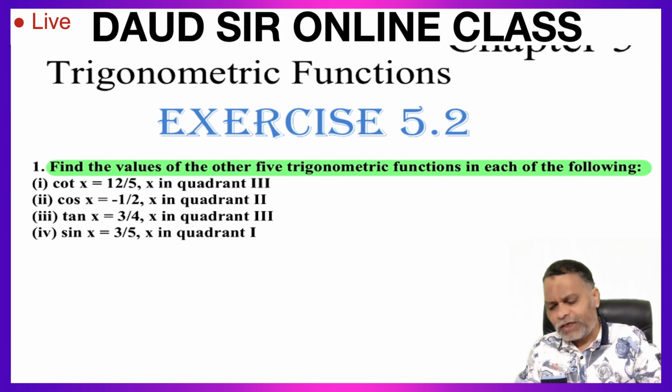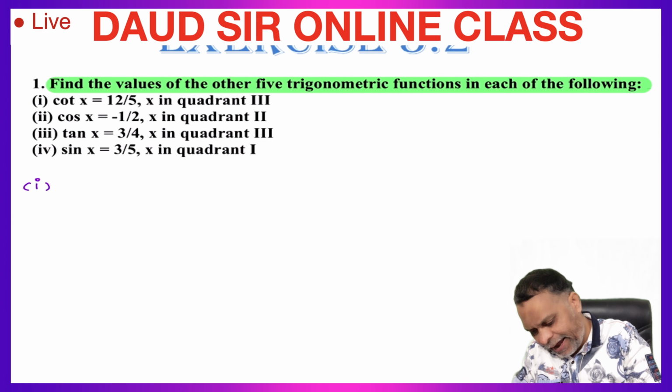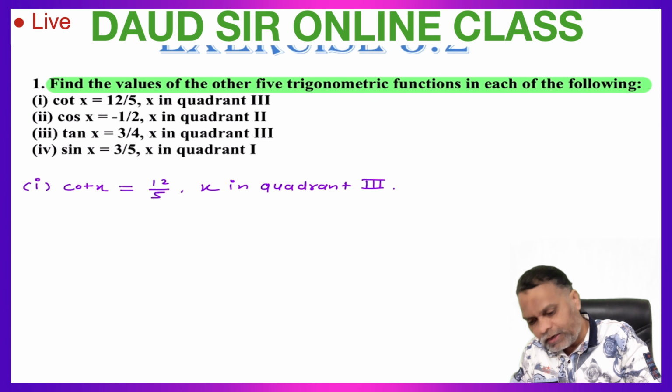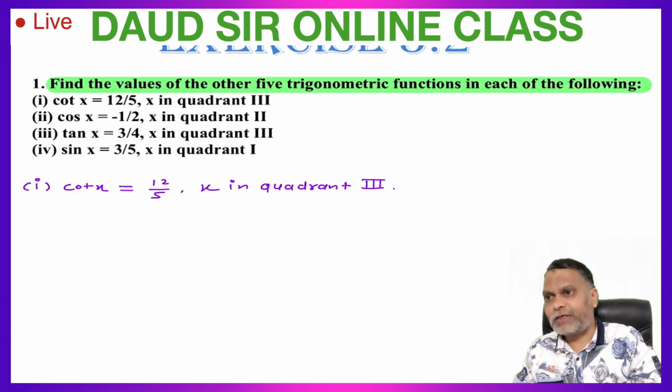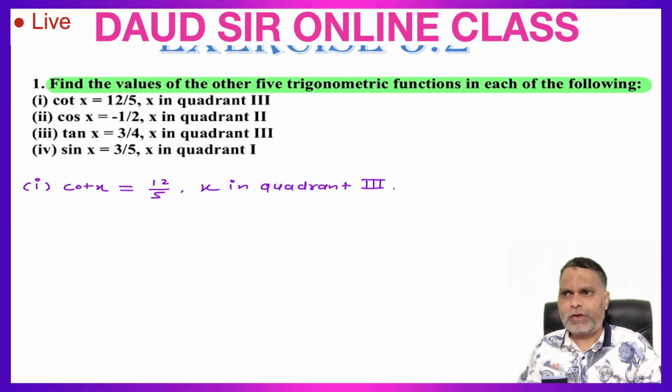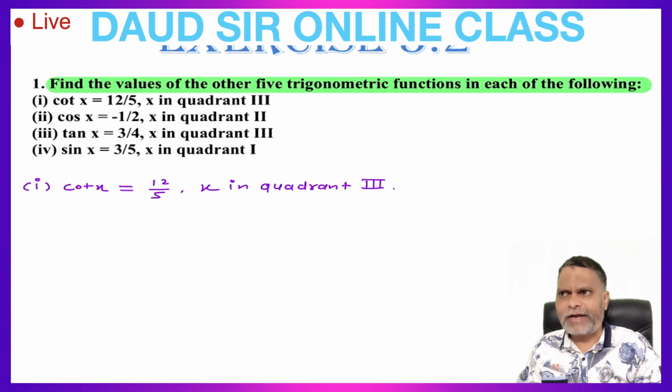So first part, cot x is equal to 12 upon 5 and this acute angle x is in quadrant third. This trigonometrical ratio cot x is defined for acute angle x and this x lies in the third quadrant. You know, in the third quadrant tan and its reciprocal cot are positive, other trigonometrical ratios are negative there.